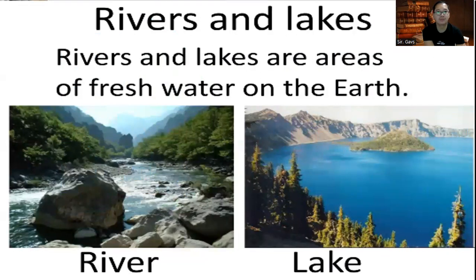Now let's move on to rivers and lakes. These are areas of fresh water on Earth, or they have a low salinity level. When we say salinity level, those are the levels of salt that are mixed with water.